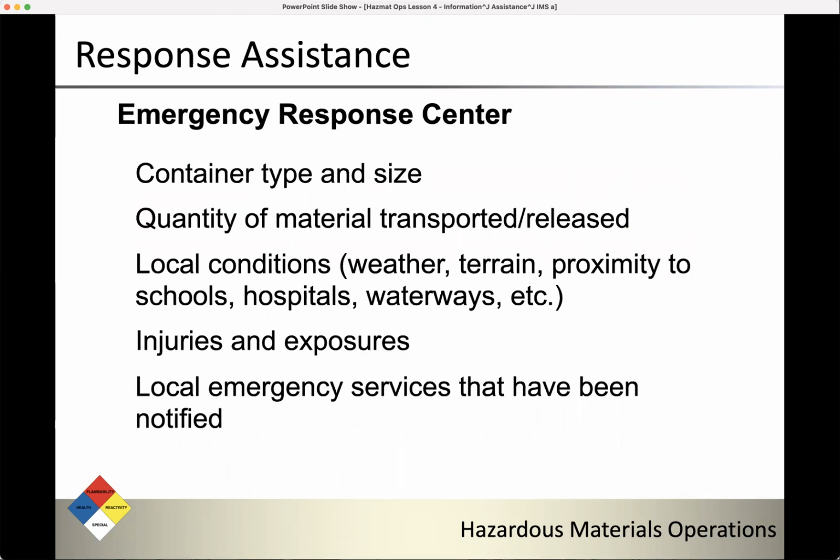Tell them the container type and size, quantity of material transported, and the quantity of material released. Your local conditions, such as the weather, terrain, proximity to schools, hospitals, waterways, etc. Were there any injuries or exposures? And what local emergency services have been notified?